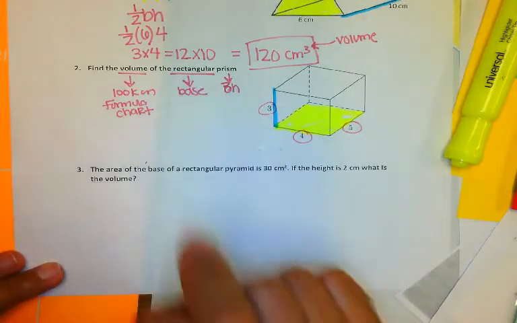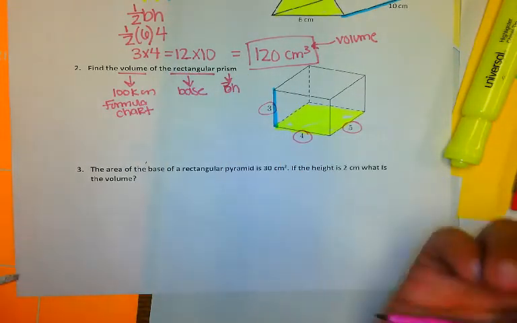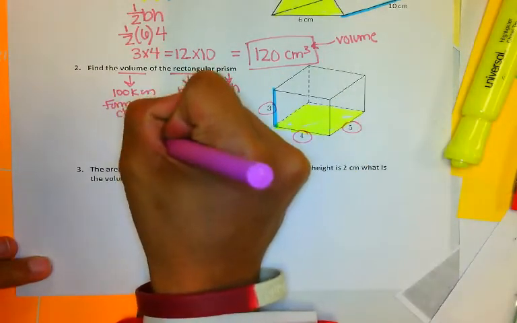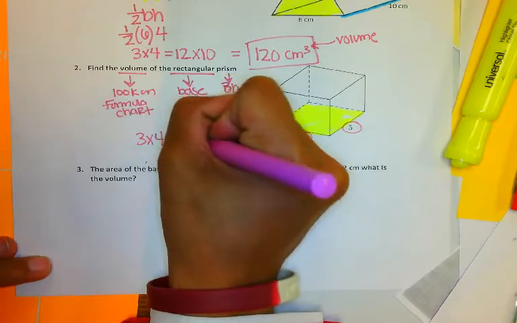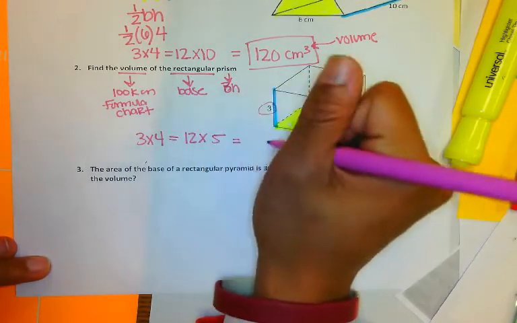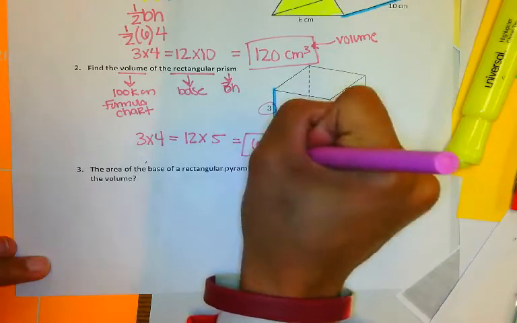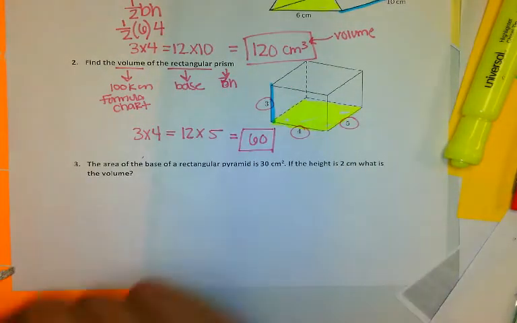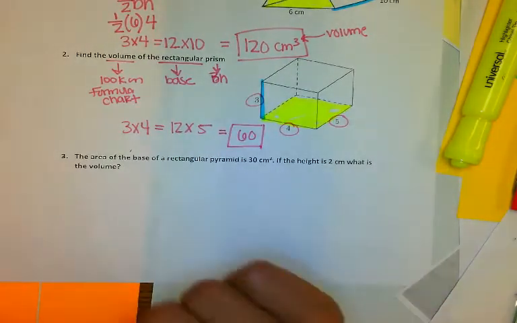Now with rectangular prisms, it's really easy. There's no triangles, there's no pyramids, there's nothing. So all you do is multiply. 3 times 4, which equals 12, times 5. And you get 60. Okay? Or you could have done 4 times 5 times 3, or 5 times 3 times 4. It doesn't matter your order.